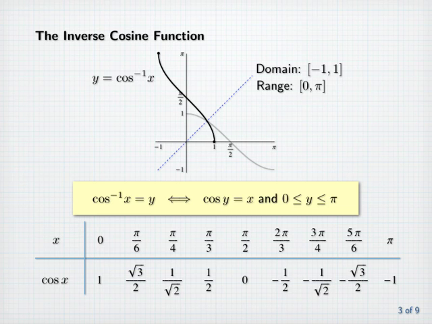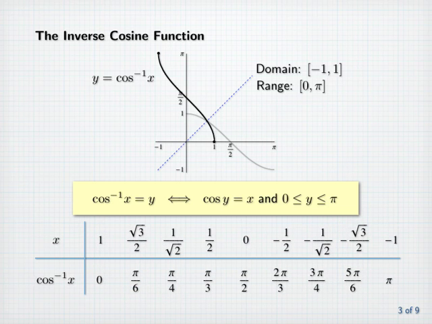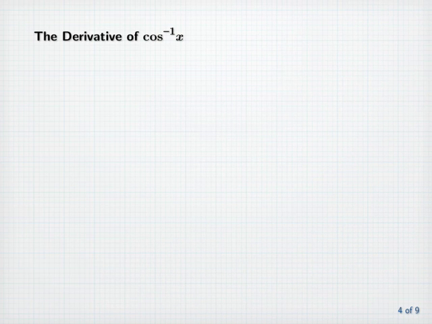Now if we reverse these pairs, we have a table of values of inverse cosine. Derivative of inverse cosine of x. Here we'll use an identity to write inverse cosine in terms of inverse sine.